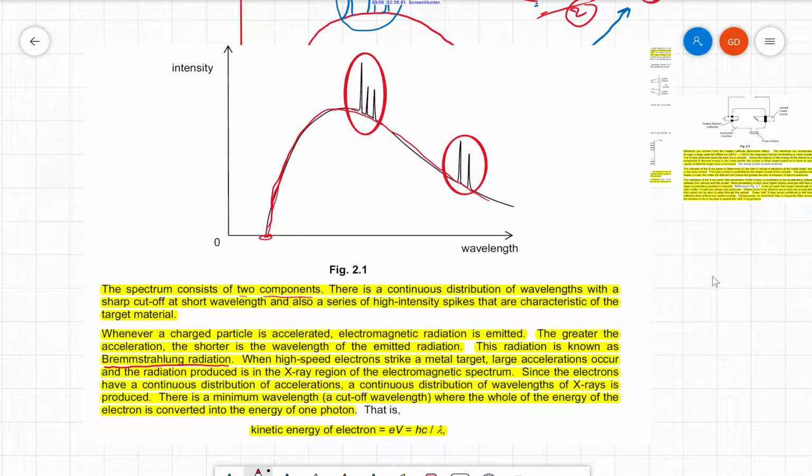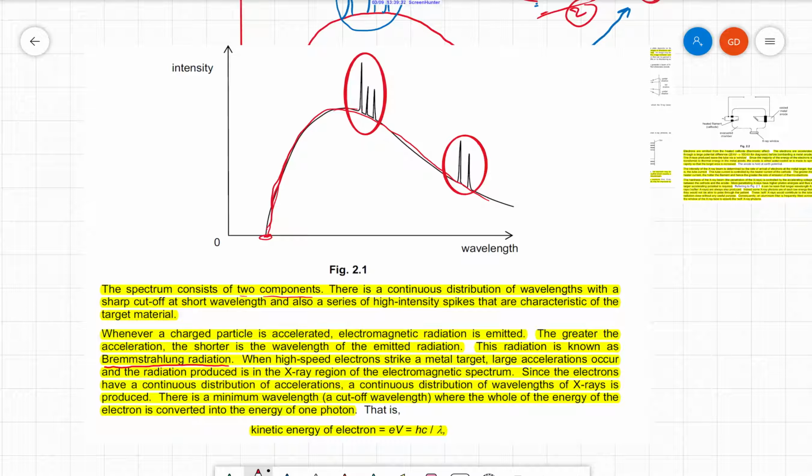Whenever a charged particle is accelerated, electromagnetic radiation is emitted. The greater the acceleration, the shorter the wavelength of the emitted radiation. Electrons are being accelerated from the cathode to the anode. The higher the kinetic energy possessed by electrons, the higher the frequency of X-ray emitted. So when higher speed electrons strike the metal target, larger acceleration occurs, and radiation is produced in the X-ray region of the electromagnetic spectrum.